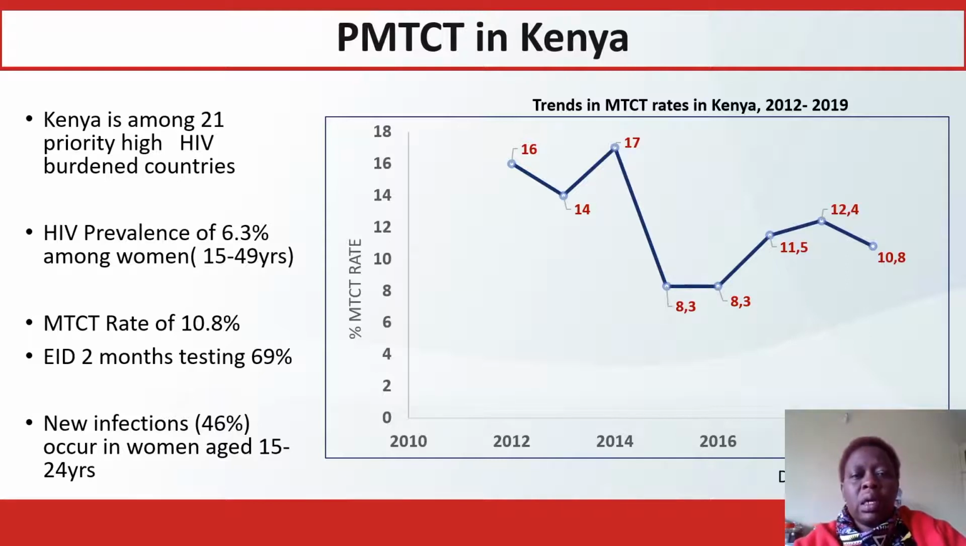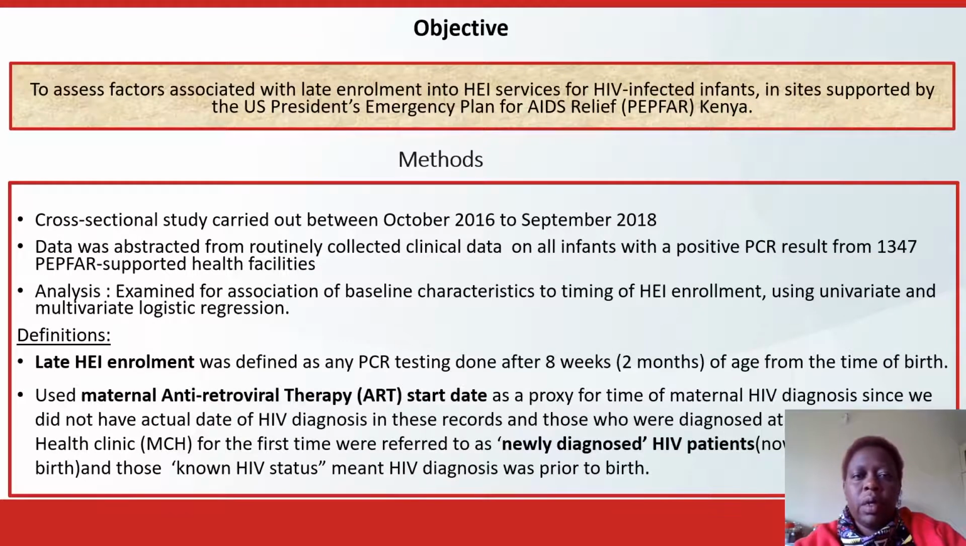Recent studies in Kenya still show that in some areas, 51% of HEIs received their HEI services at some point in their life, but a quarter still failed to receive their first test before 8 weeks of age, and this is contrary to the Kenyan guidelines. We therefore set out to assess the factors that are associated with late enrollment into HEI services for the HIV-infected infants in sites that are supported by PEPFAR.